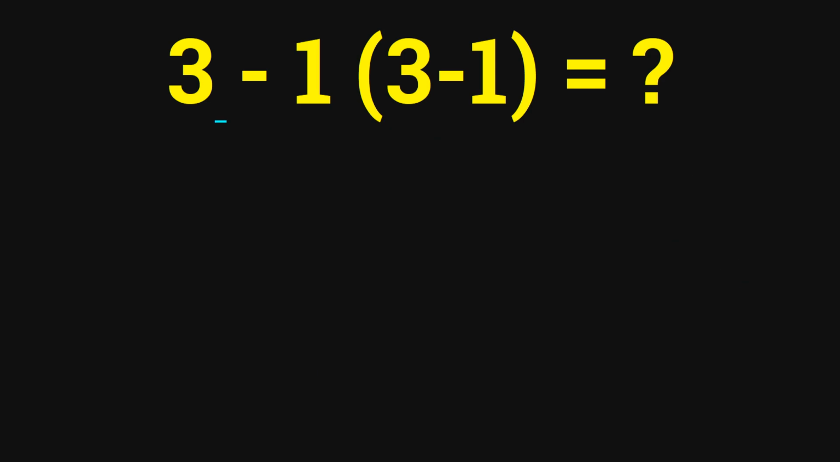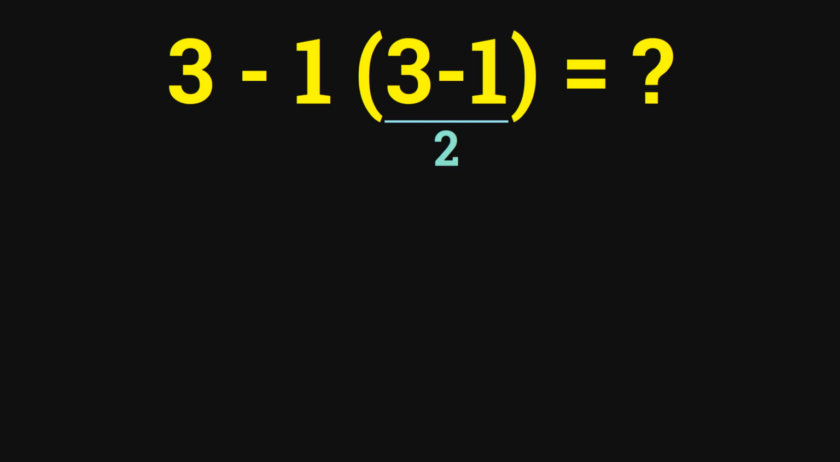In our problem we have this subtraction and this multiplication. Also we have these parentheses. By following the PEMDAS rules, first we must do this parentheses, after that we do this multiplication, and finally we do this subtraction. So first this parentheses, we have 3 minus 1, which equals 2.